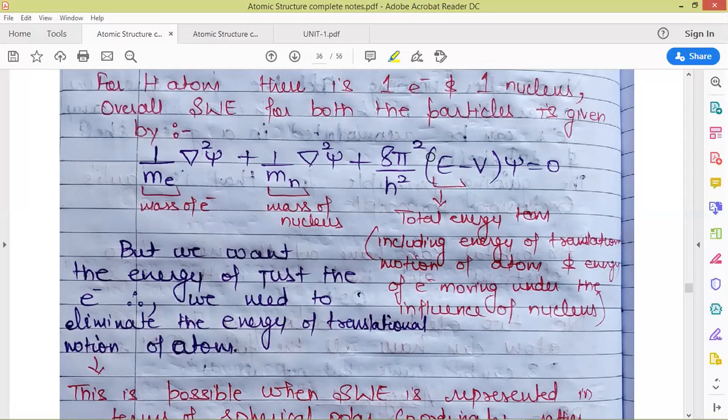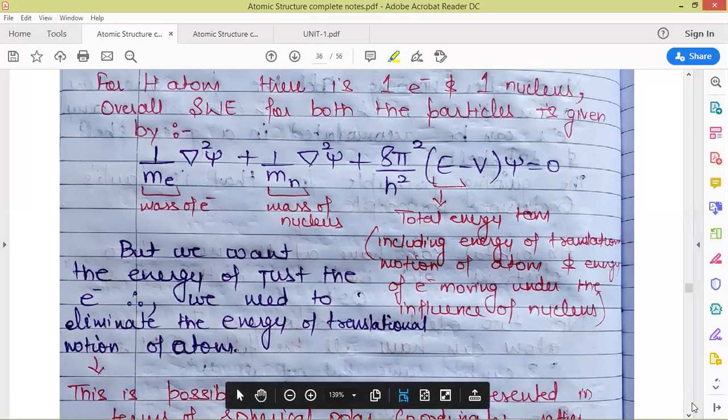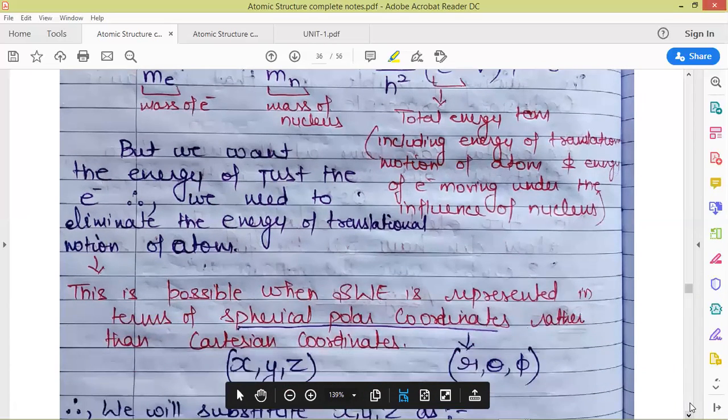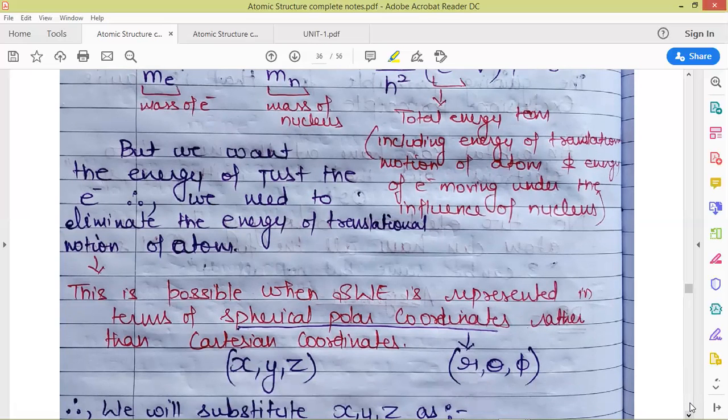But in case of pure translational motion, when I am sitting on a slide, the distance of my hand remains the same from my foot. Here we are interested in just the motion of the electron, the energy associated with the motion of the electron under the influence of the nucleus. So we'll have to separate that part.